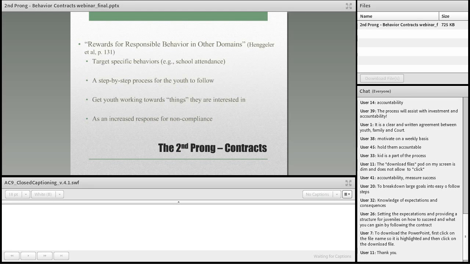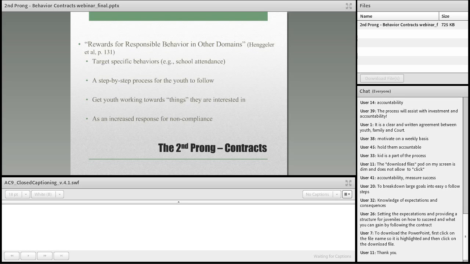So what do we use these for? If we are implementing the second prong of the three-prong approach, which is implementing contracts, we should have a reason for doing it. So some of the reasons here: target a specific behavior, so you can actually take this behavior like school attendance and break it down. What are some goals or objectives that we can set to get us through this? A step-by-step process for the youth to follow, get the youth working towards things that they're interested in, or like I said before, with a warning contract, an increased response for noncompliance. What we're really going to focus on is that step-by-step process.